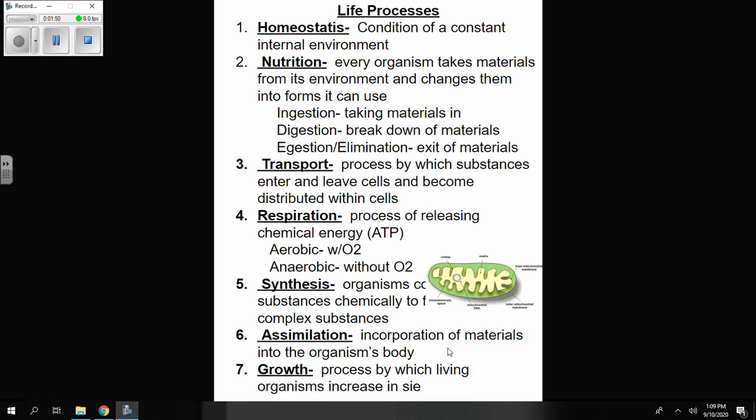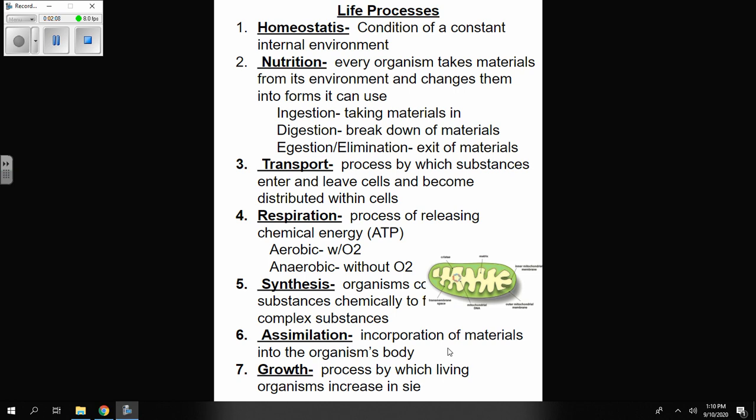Life processes. Homeostasis, this is what I was just mentioning. It's the condition of a constant internal environment. We want everything to be happy. You want a certain temperature. If it's too hot, you sweat. If it's cold, you have little goosebumps trying to keep the heat inside your body.